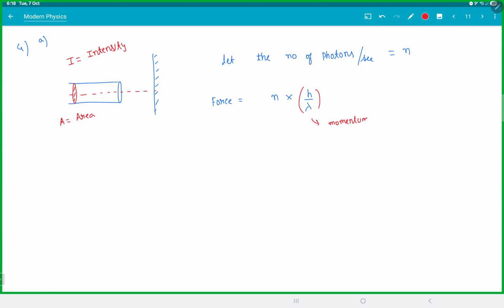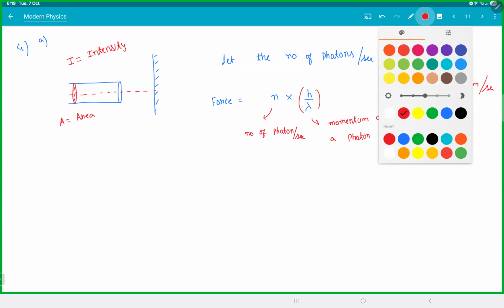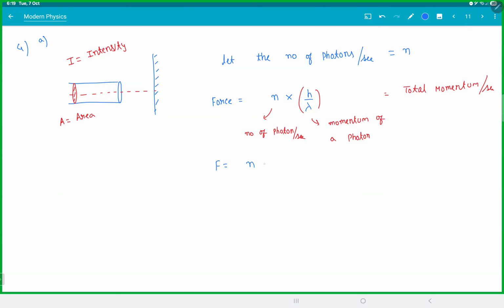Remember, it is getting absorbed. And n will be the number of photons per second. So when you multiply them, you get the total momentum per second. And by Newton's second law, total momentum per second is nothing but force. That's your Newton's second law, F is dP by dt. So F is equal to n multiplied by h by lambda. Now suddenly hc by lambda becomes the energy of a photon. So n, the number of photons per second, into energy of a photon becomes total energy per second.